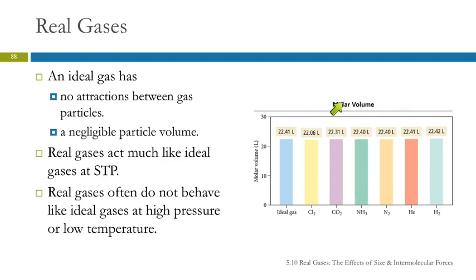So here we've got a graph of the molar volume of different gases. So for the ideal gas, 22.41 liters. Chlorine, carbon dioxide, ammonia, nitrogen, helium, hydrogen, we see very similar numbers, right? Helium is even exactly the same. So it's behaving like an ideal gas, meaning it's obeying the ideal gas law. If we get to high pressures or low temperatures, though, we start to see deviation from ideal behavior.